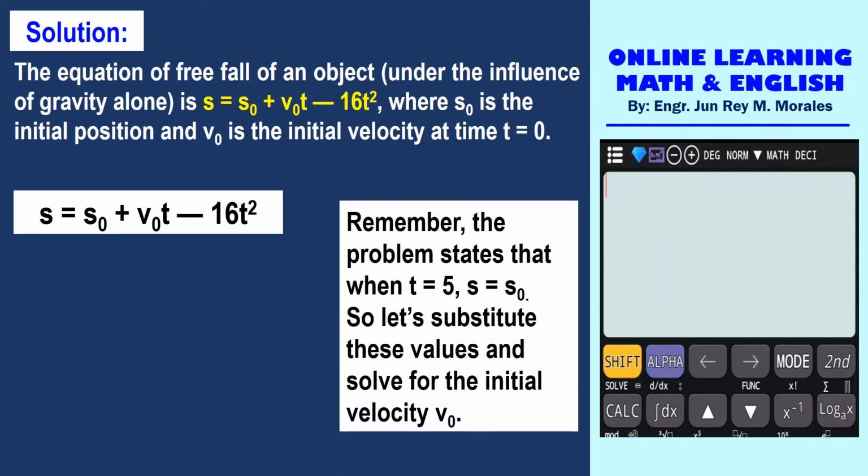Remember, the problem states that when t equals 5, S is equal to S sub 0. So let's substitute these values and solve for the initial velocity V sub 0.